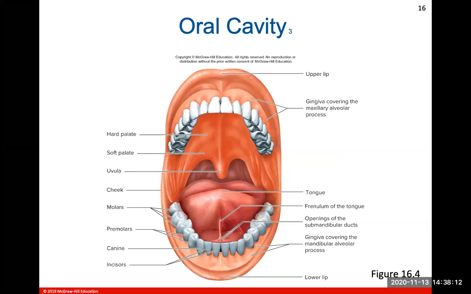And here's a look at the oral cavity, the different types of teeth that help to mechanically crunch or break apart the food, your uvula in the back, soft and hard palate. And then there's the tongue, the frenulum of the tongue, and then different openings of the submandibular ducts are shown there.